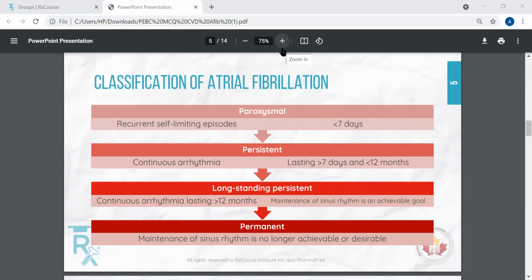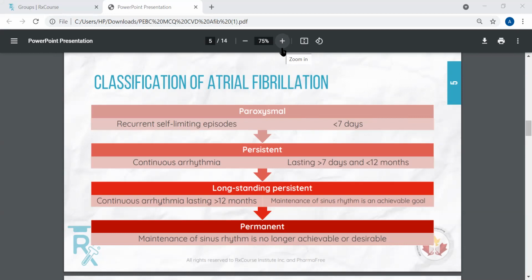The next type is persistent, and this one is a kind of continuous. A patient might have one atrial fibrillation episode, and it might last from more than 1 week to less than a year. Okay? And in that case, in the kind of persistence, the sinus rhythm might be lost and we need to restore it. How do we restore it? By medication or cardioversion.